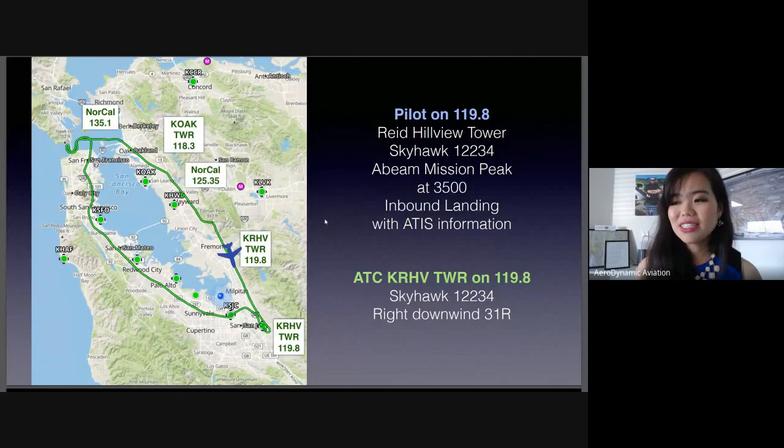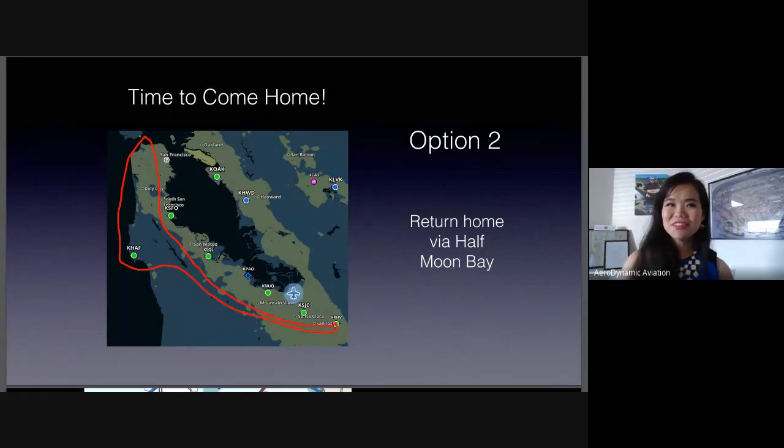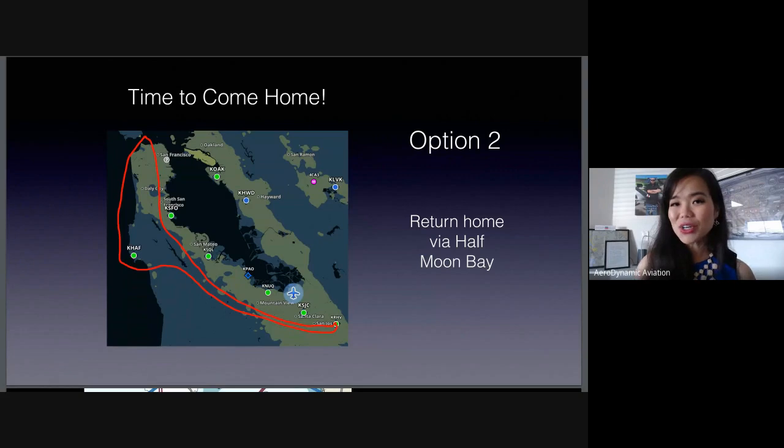Let's talk about the second option, coming home. If you are a lover of the coastlines, if you love seeing the ocean, you can return home via Half Moon Bay. And by the way, for those who've asked earlier, well, what happens if we don't get Class Bravo clearance? What if we can't get through San Francisco? You would do this route.